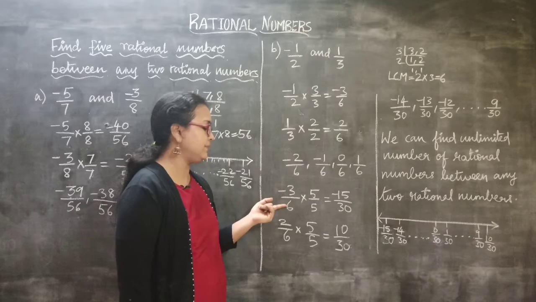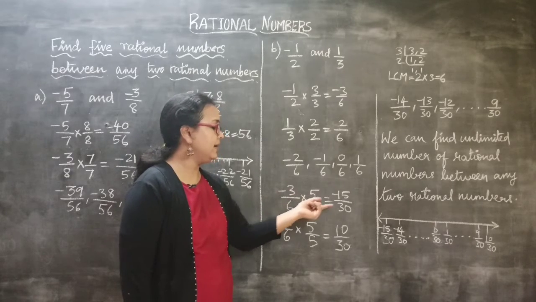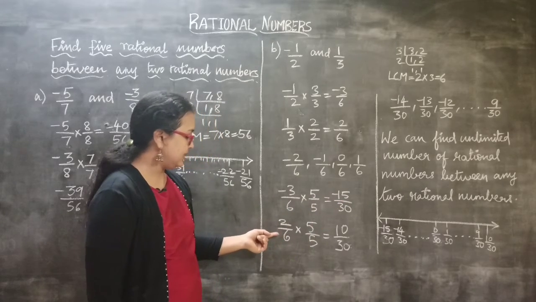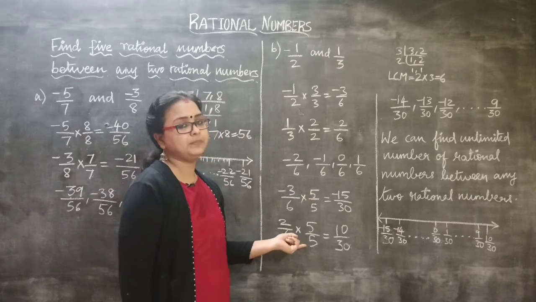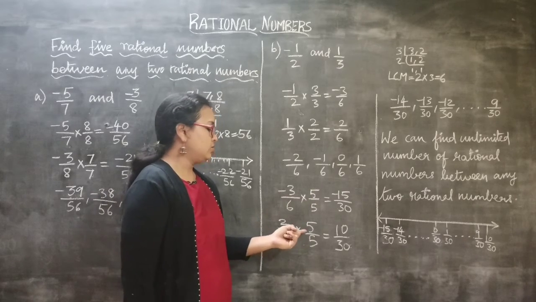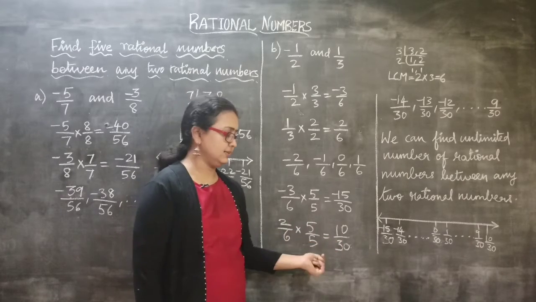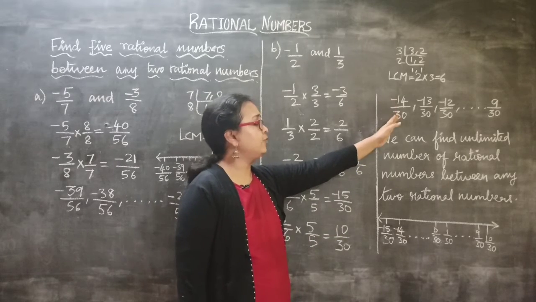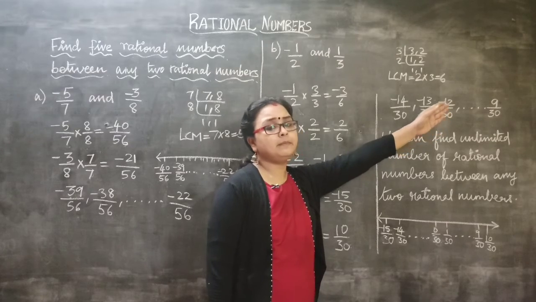So minus 3 by 6, I have multiplied with 5 by 5, and then I am getting the answer as minus 15 by 30. Similarly here, 2 by 6, whatever number I am multiplying here, the same number has to be multiplied here also. So 5 by 5 I am multiplying, I am getting the answer as 10 by 30. So after this, you can see that I have written minus 14 by 30, minus 13 by 30, minus 12 by 30, and so on till 9 by 30.